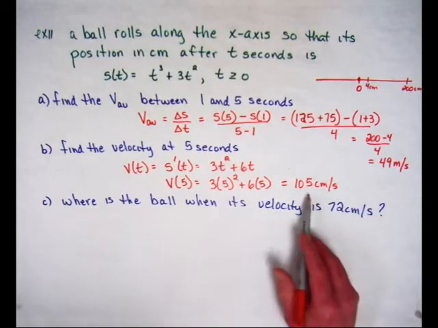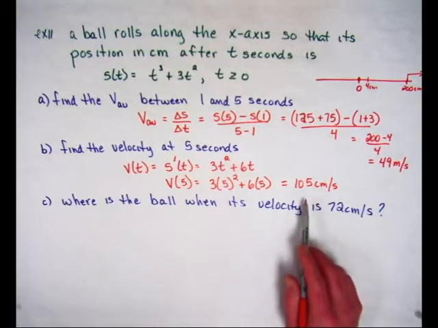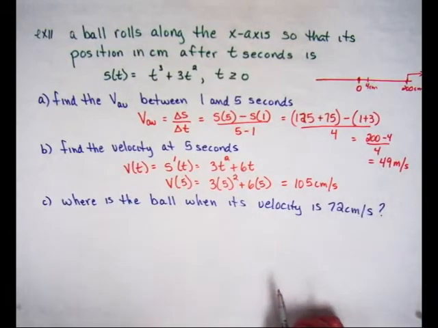So what this is telling us is that 5 seconds after the object left the origin, we know that it's located right here at 200 centimeters. We know that at that precise moment, it is traveling with a positive velocity of 105 centimeters per second. So we know it's traveling to the right and at precisely 105 centimeters per second. A lot more descriptive than simply finding an average velocity.